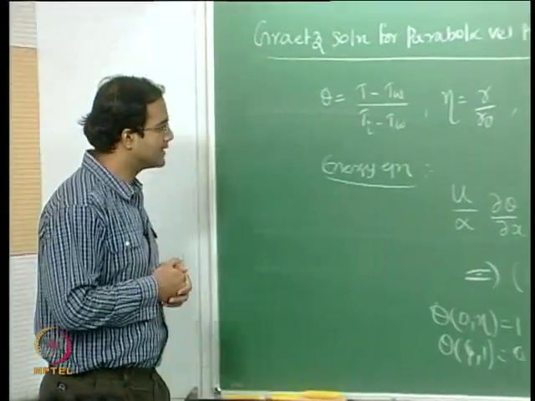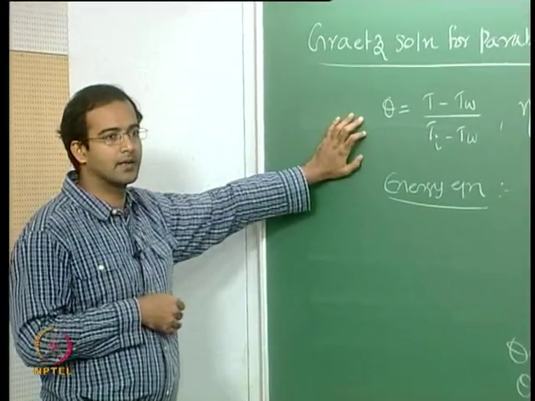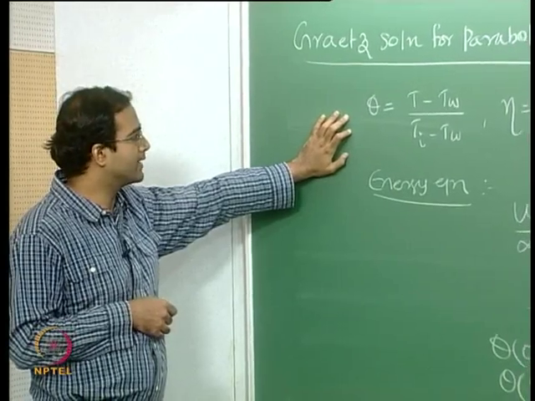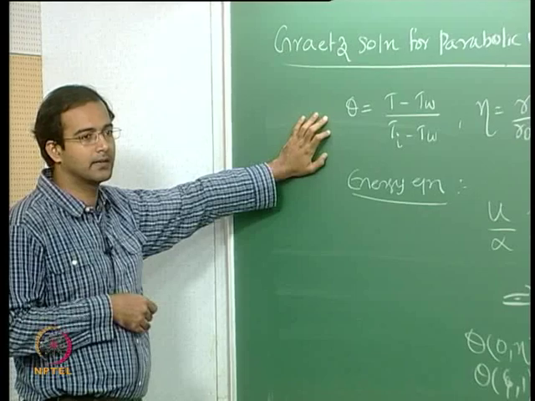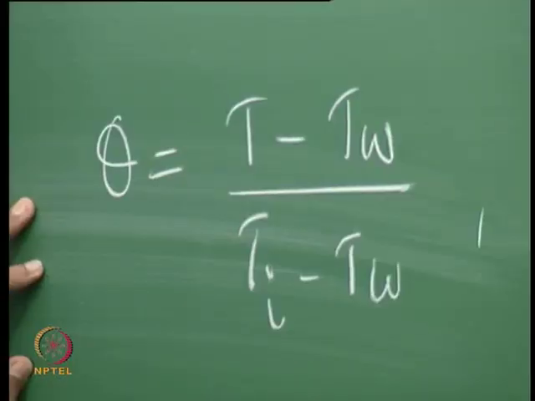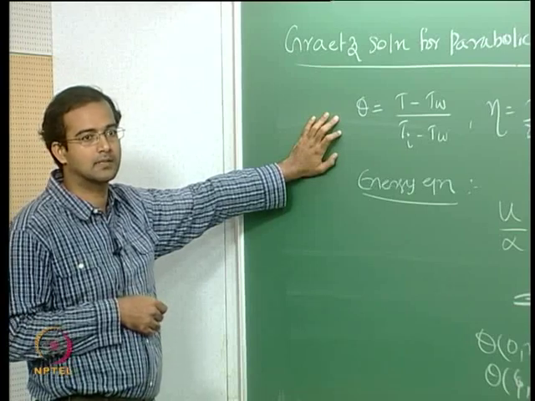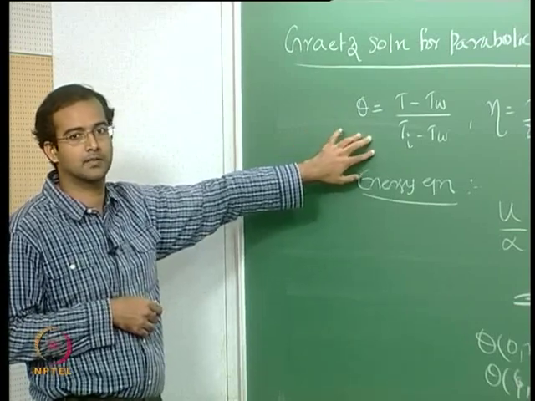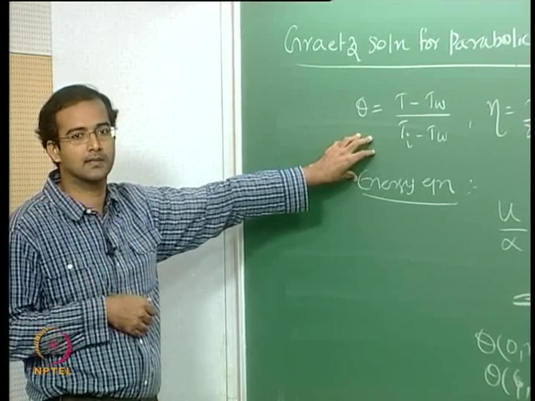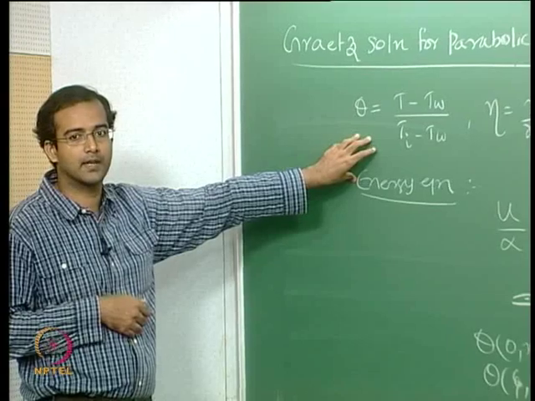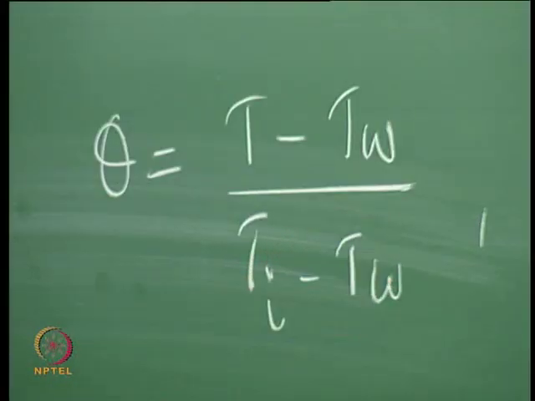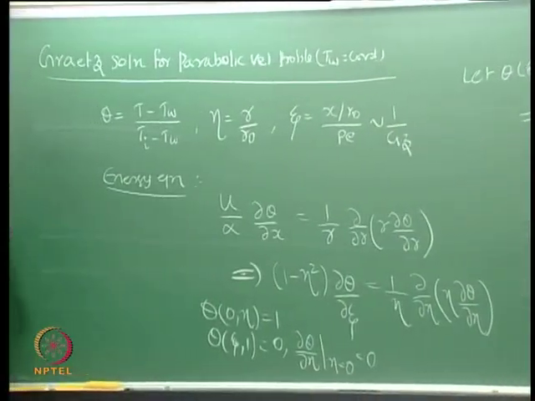So the easier way to start is to introduce these non-dimensional variables. For temperature, as usual, we define theta as (T minus T wall) by (Ti minus T wall). Since this is a constant wall temperature boundary condition and your inlet temperature is also assumed constant, this is an appropriate definition for theta. Once you have a constant wall flux boundary condition, then you cannot define theta this way, because when you take the differential with respect to x, your wall temperature will not be a constant and therefore they will not cancel out on both the sides.